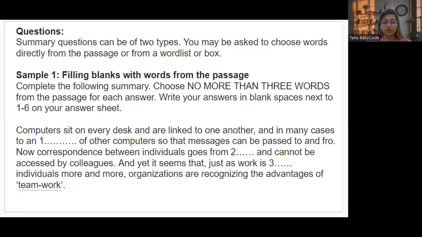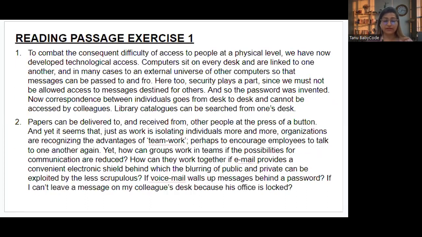So what do you think? Work is going to what? So it can be a verb here, right? So let's start skimming the paragraph and find out the answer.